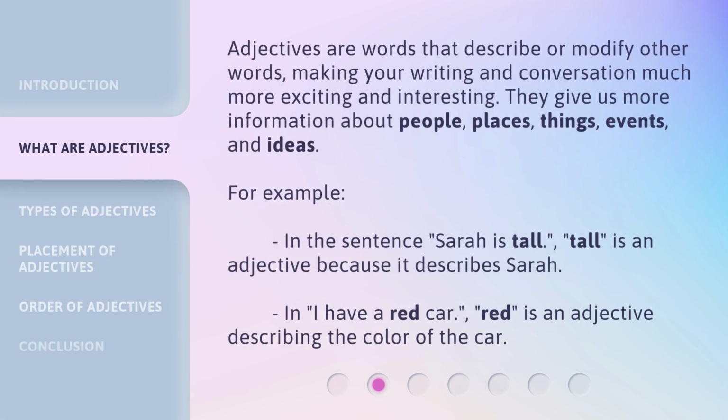Adjectives are words that describe or modify other words, making your writing and conversation much more exciting and interesting. They give us more information about people, places, things, events, and ideas. For example, in the sentence, Sarah is tall, tall is an adjective because it describes Sarah. In I have a red car, red is an adjective describing the color of the car.